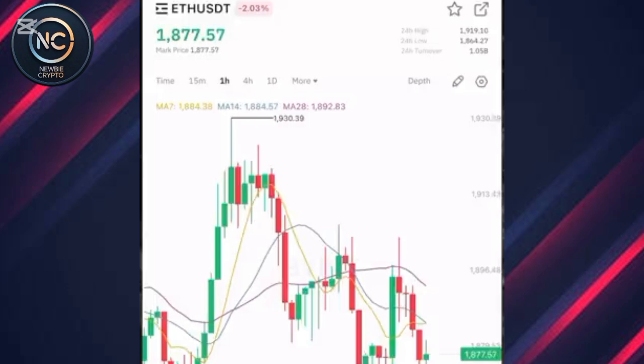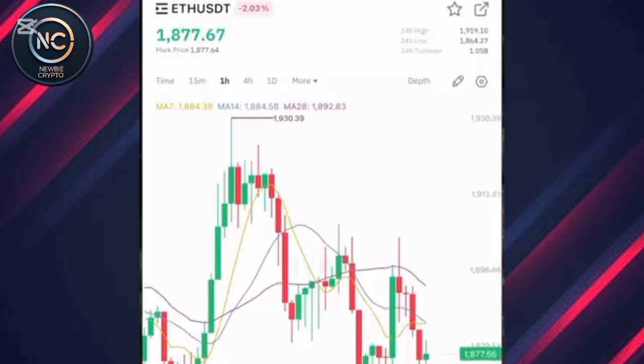Now, the 24H turnover also means 24-hour trading volume. That means the amount of that crypto people have traded in the last 24 hours. So people have traded over 1 billion worth of ETH in the last 24 hours. So I'm just saying this so you can know the meaning of all those figures you have right there.